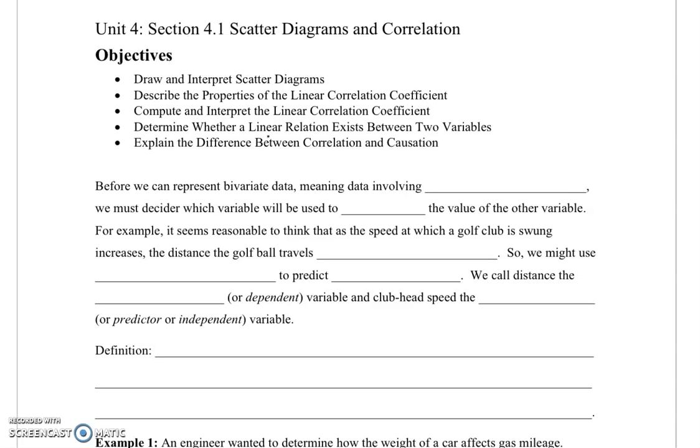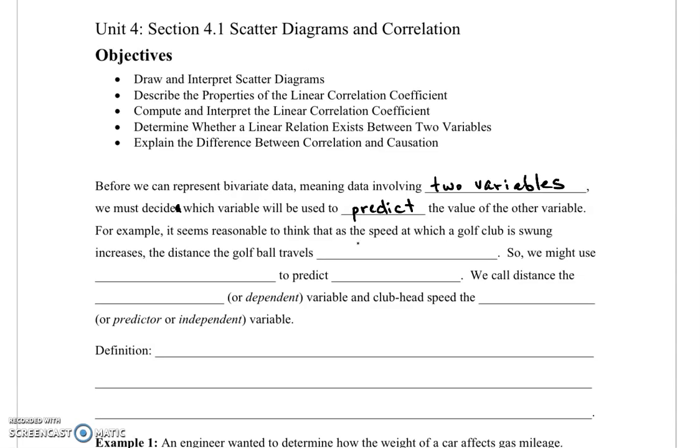We just finished talking about hypothesis testing. Now we're going to talk about linear correlation and scatter diagrams. Before we can represent bivariate data, which is data involving two variables, we must decide which variable will be used to predict the value of the other variable.